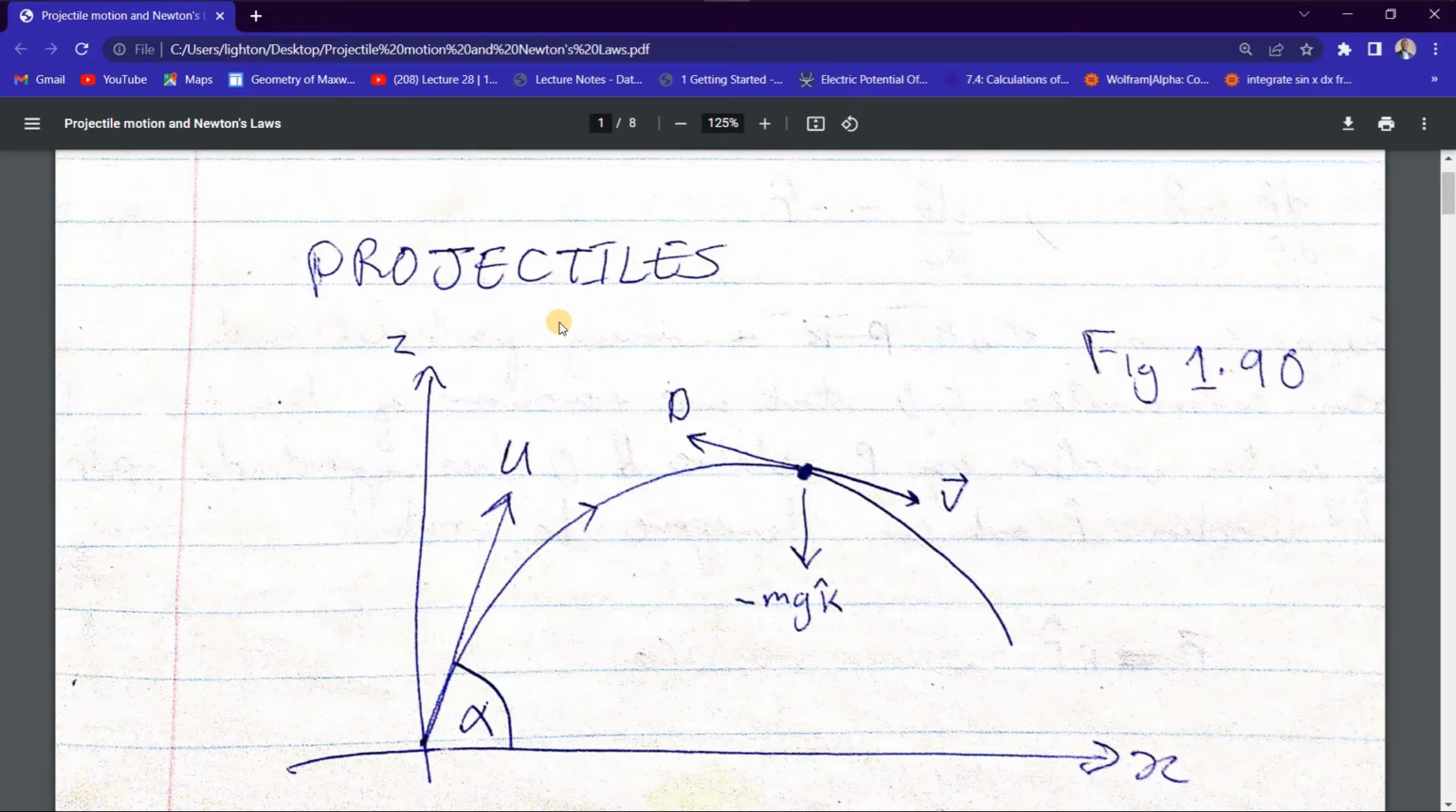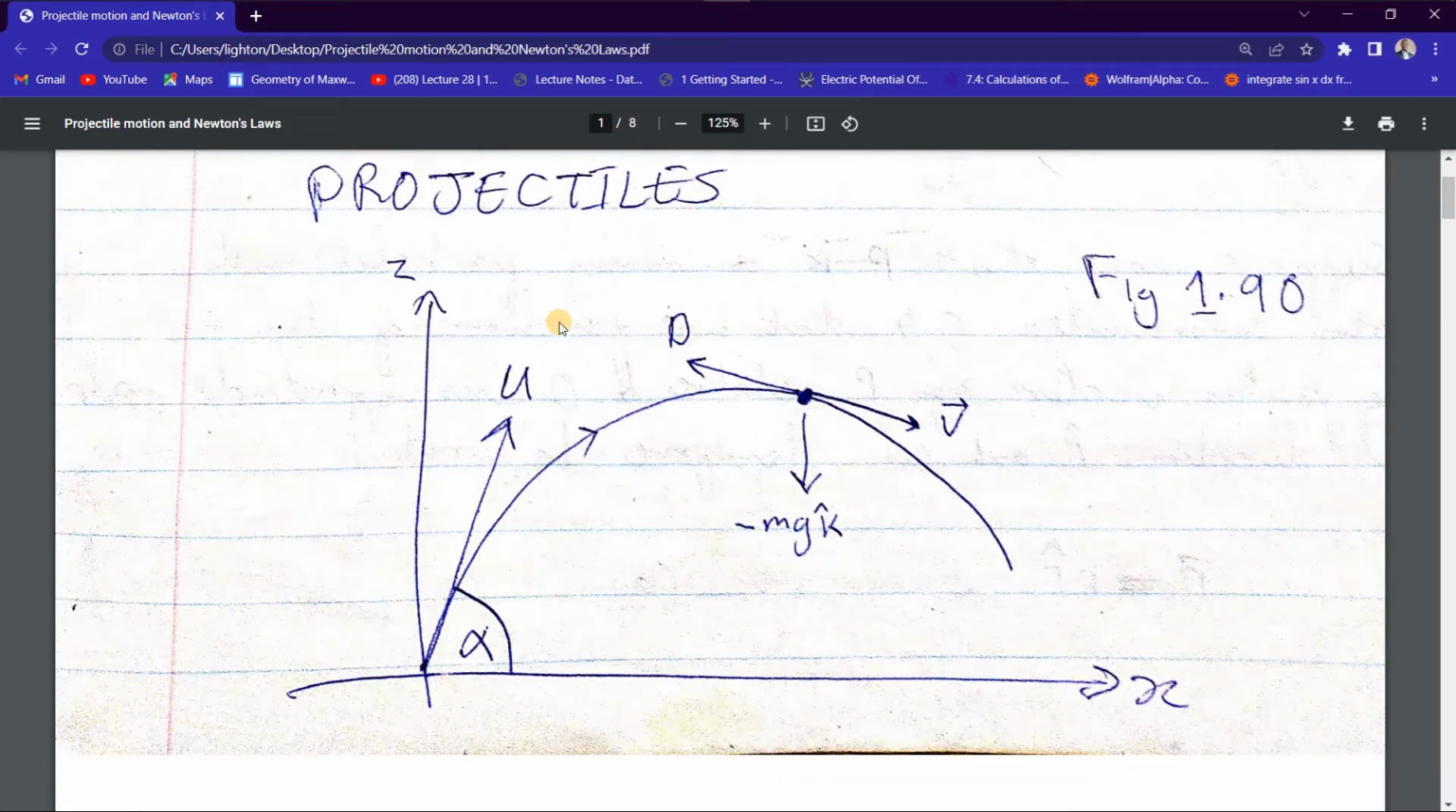As you can see here, we have an object which is projected from the horizontal at an angle alpha with a speed of u. So as you can see, this letter here is u. This object is projected at an angle alpha to the horizontal with a speed u. And this particle, of course, is this point particle here. This vector pointing to the right is just the velocity of this particle, and it's tangent to the curve.